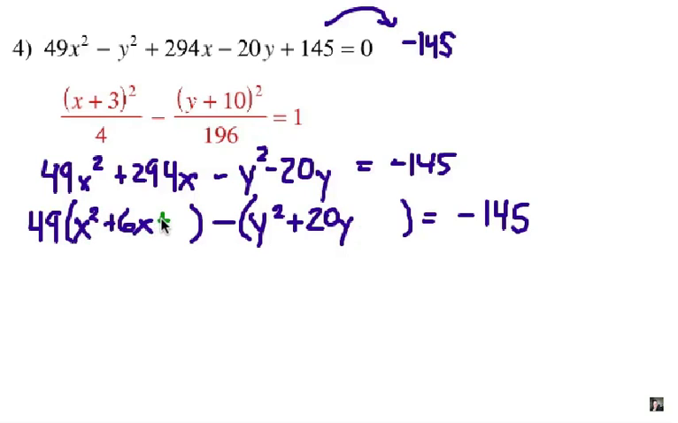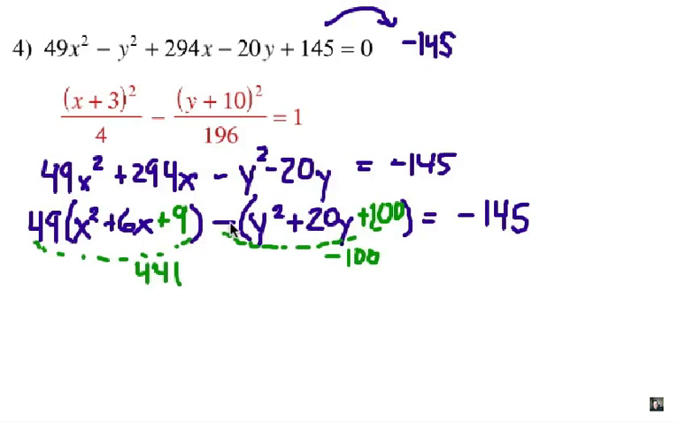Half of 6 is 3, and square it. We're going to actually factor out a -1 from the y squareds. Remember, we need a subtraction sign right there. So that changes my -20y to a +20y. We complete the square. Half of 20 is 10, and square it. So the net result is that we have added 441 and -100. Okay, don't forget about the negative sign there. So net result is that we are going to add 341 to each side.